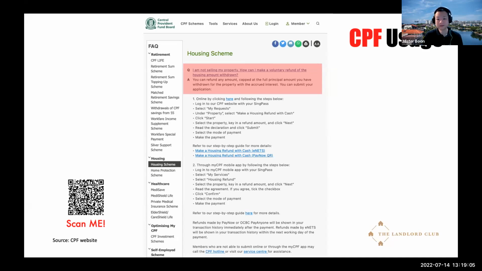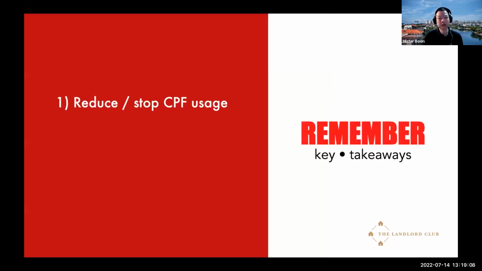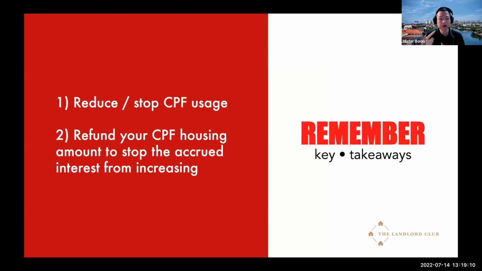So far, so good. Key takeaway: reduce or stop CPF usage. Refund your CPF housing amount to stop the accrued interest from increasing. Early this year, we went for an interview with Money FM, and they talked about negative sales. When you sell your HDB, the money that is going to refund into your CPF account is negative and you are in shortfall. Would the HDB or the CPF ask you to top up? That's another big topic, so this one is something for you to think about.